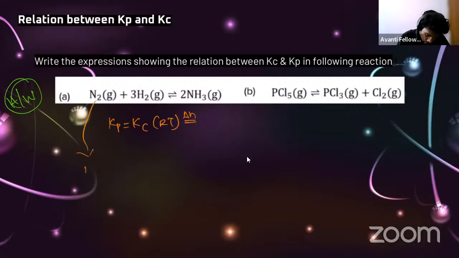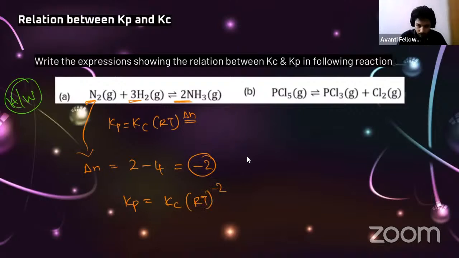Now, first reaction A, we are saying delta N is equal to how many moles of gaseous products are there? 2 moles, minus how many moles of gaseous reactants are there? 4 moles. That is minus 2, which is our power here, where Kp is equal to Kc into RT power minus 2. Okay, simple.